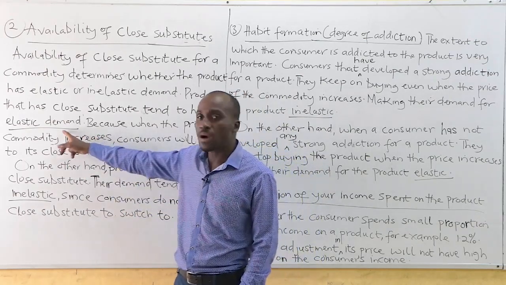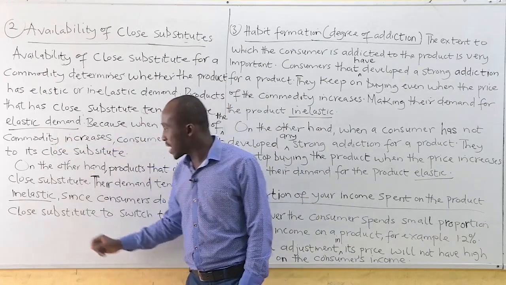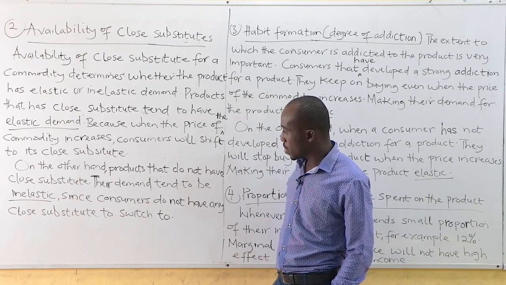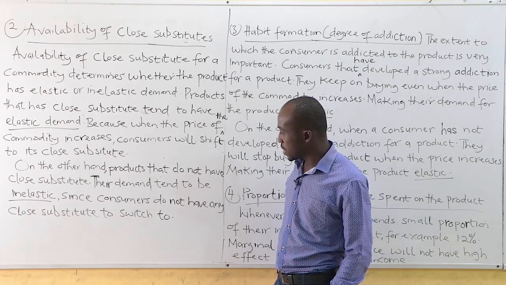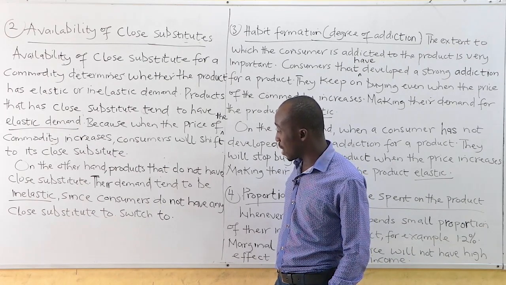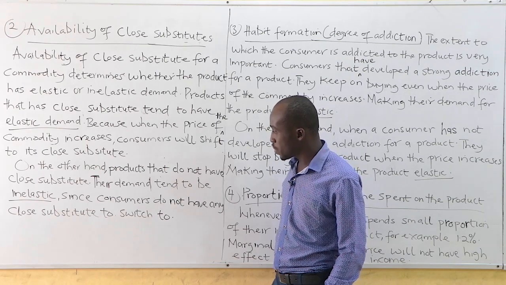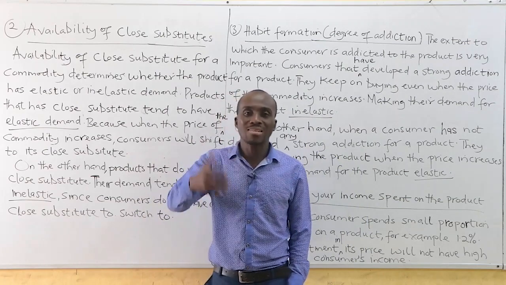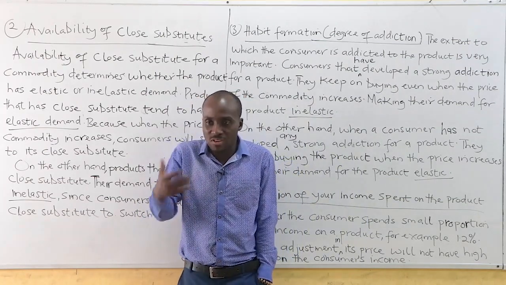Then your demand becomes what? Elastic. On the other hand, products that do not have a close substitute, their demand tends to be inelastic, since consumers do not have any close substitute to switch to. When the product has no close substitute, and the price is high, you don't have any option but to keep on buying.